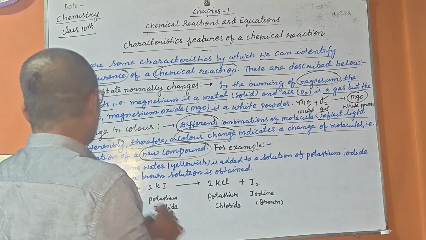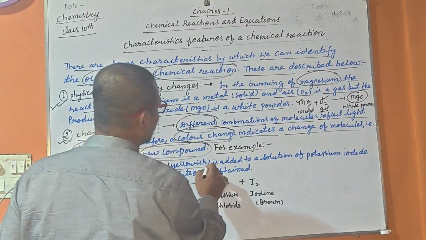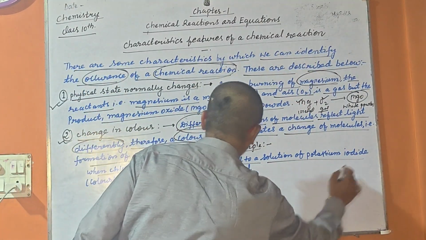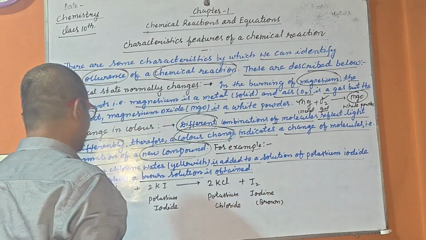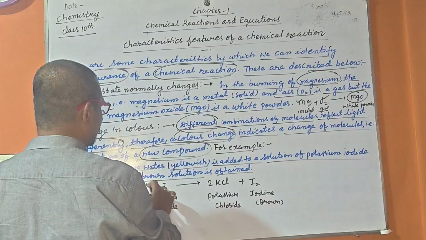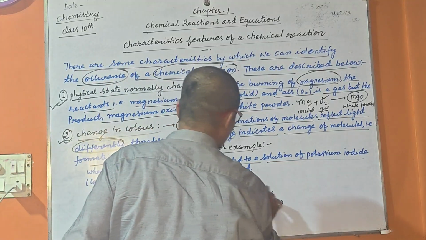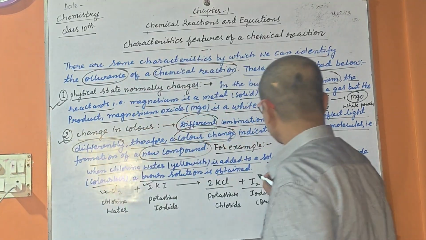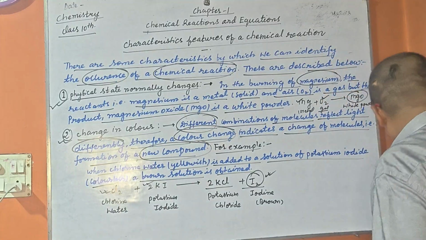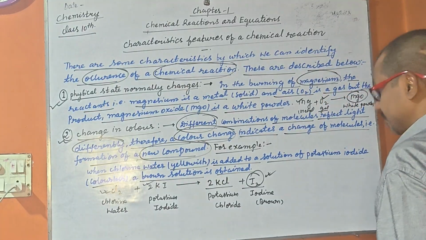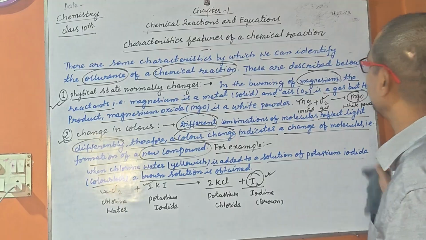For example, when yellowish chlorine water is added to a colorless solution of potassium iodide, a brown solution of iodine is obtained. Chlorine and potassium iodide give potassium chloride and iodine, which changes the color to brown. So these are a few characteristic features of a chemical reaction.